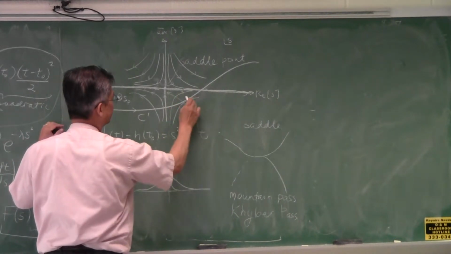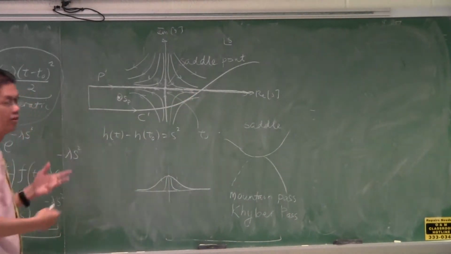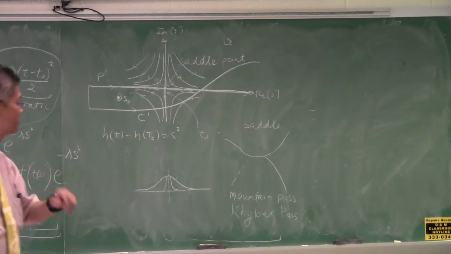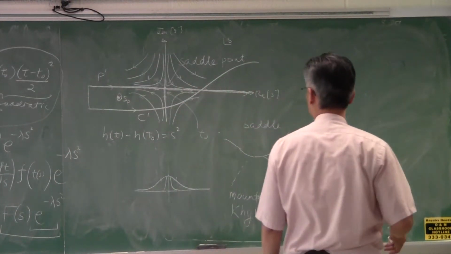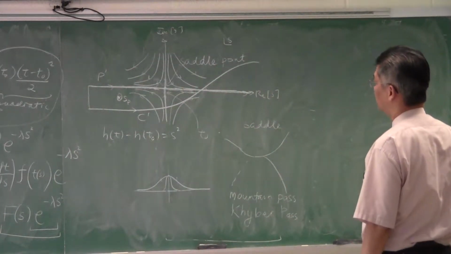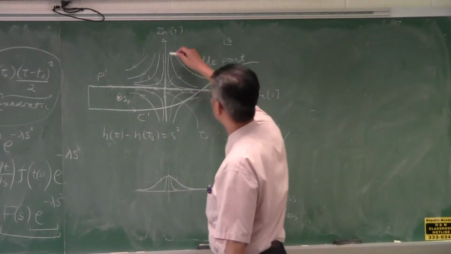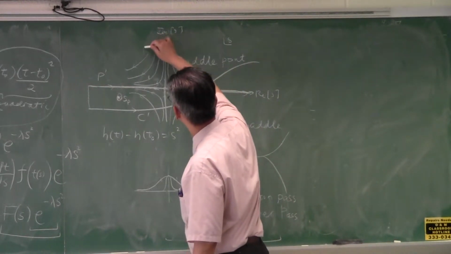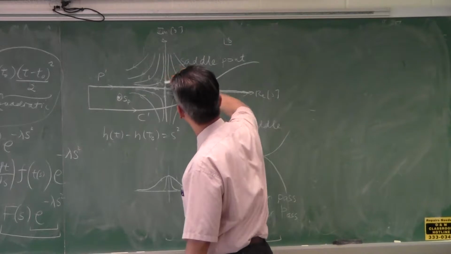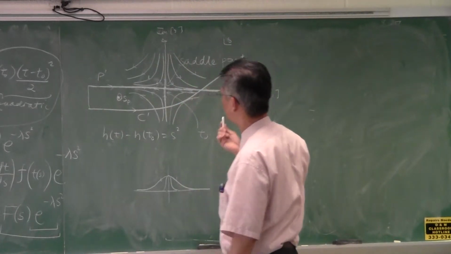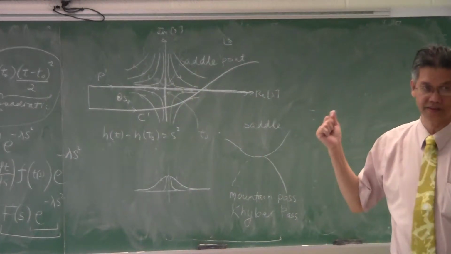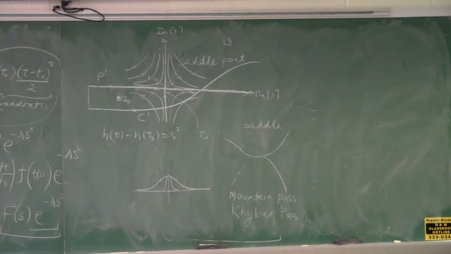This is how a saddle, a horse saddle, looks. And if you want to sketch the constant amplitude contour, it will look something like this, but I wouldn't sketch those things, to avoid confusing you. This is the direction of steepest descent.